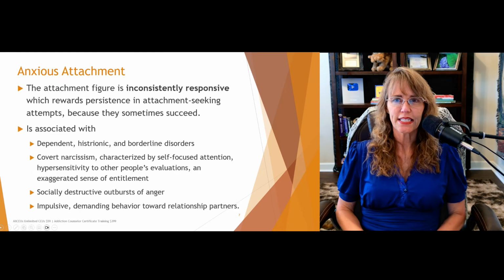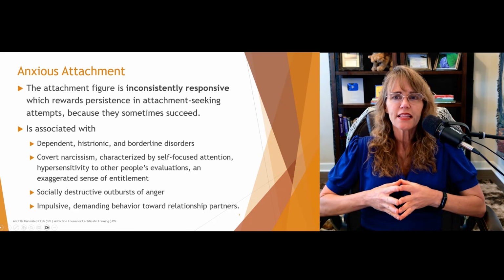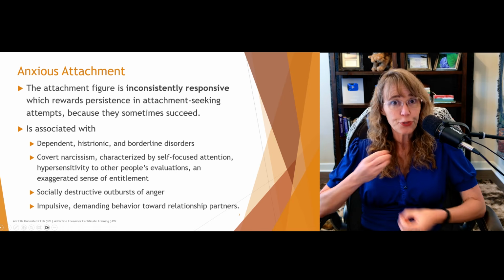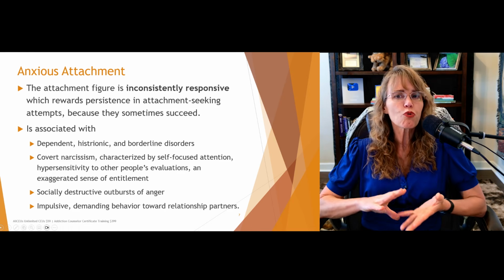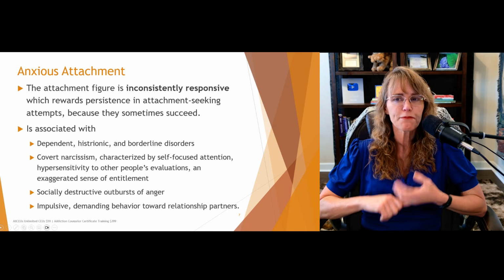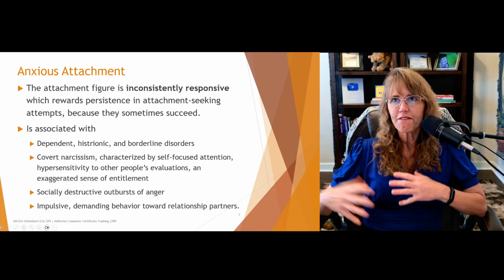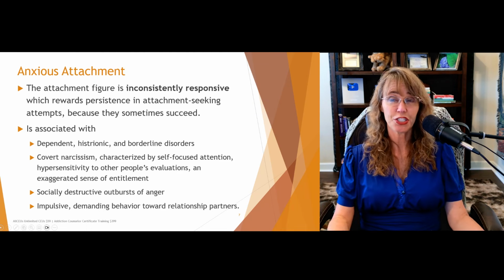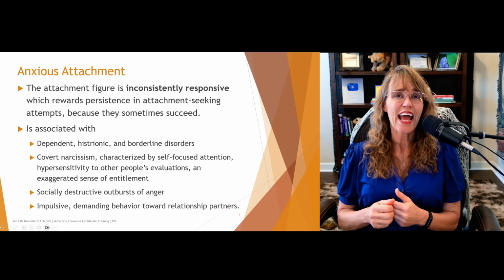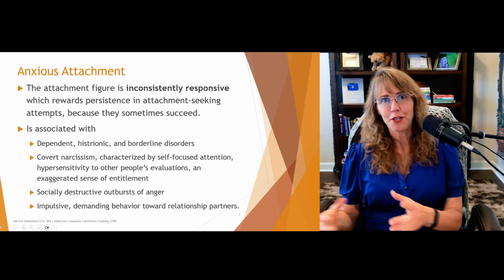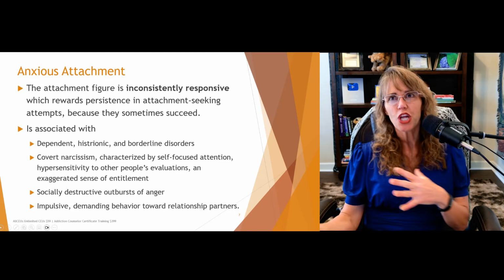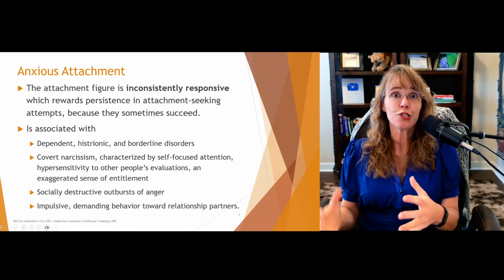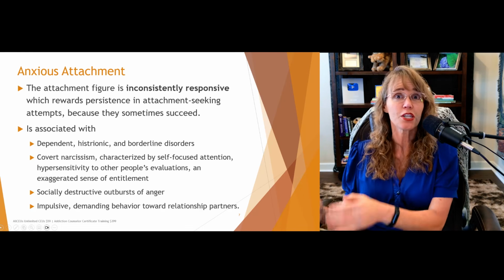Types of attachment. The attachment figure that is inconsistently responsive is often going to produce anxious attachment. This rewards persistence in attachment-seeking attempts because sometimes they succeed. Think of a caregiver who has an addiction or a mental health issue. They have good days, they have bad days. And on their good days, they're responsive. On their bad days, not so much. So the child tries to figure out, what is it that I can do in order to make you pay attention on your bad days?